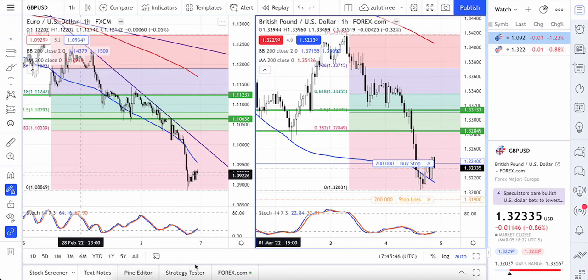Right, well, it's Sunday night, the 6th of March, and the markets will open in about 3 hours' time from now. This is how we ended up last week on the euro and the British pound, and we'll have a look at the Australian dollar as well.